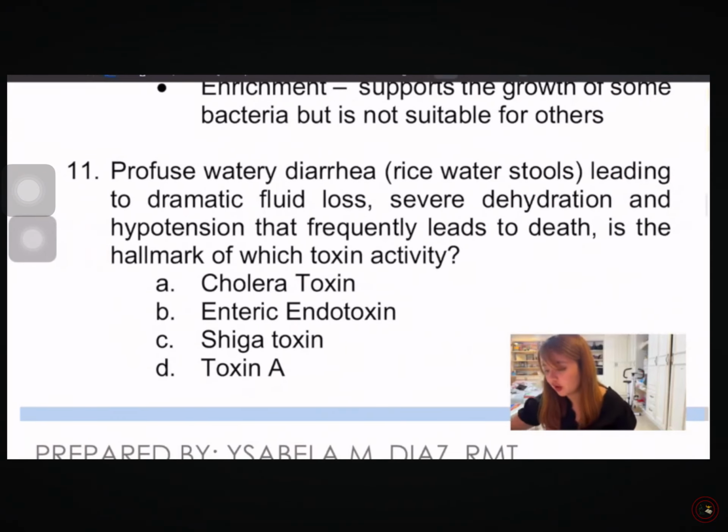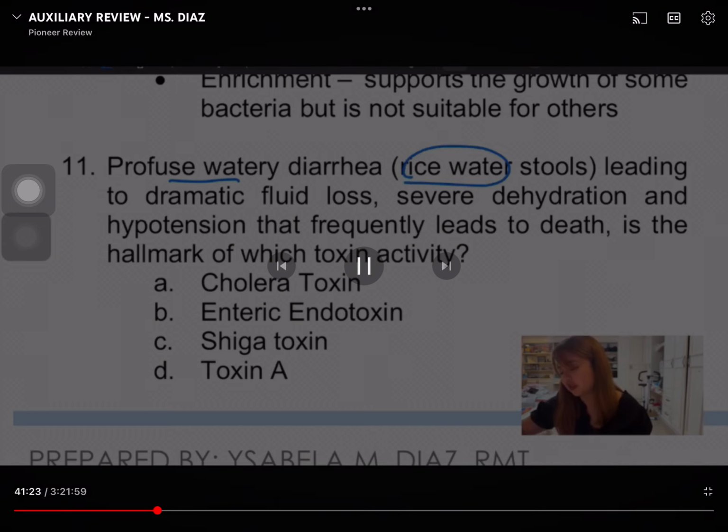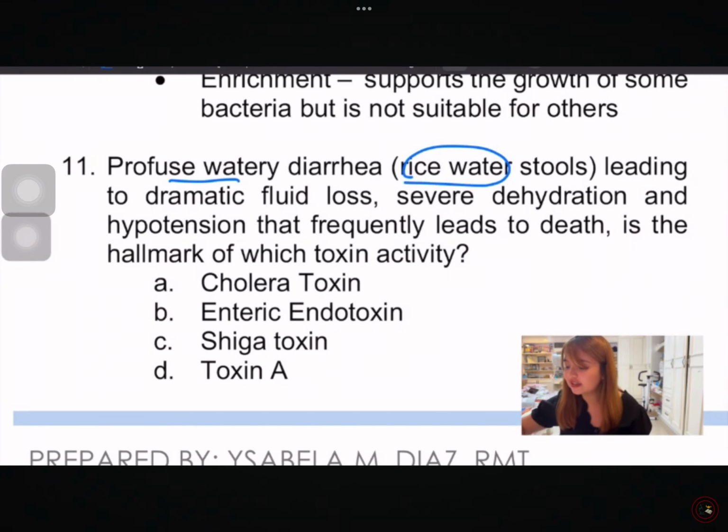Next question. A profuse watery diarrhea, rice water stools, leading to dramatic fluid loss, severe dehydration, and hypotension that frequently leads to death is the hallmark of which toxin activity? Rice water stool. Let's repeat this. Rice water stool. Cholera. Rice water stool, cholera.